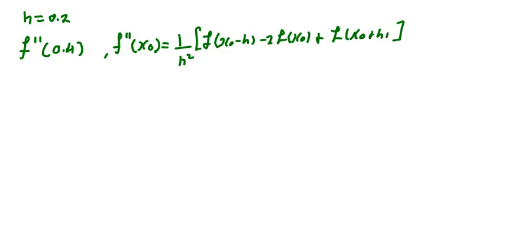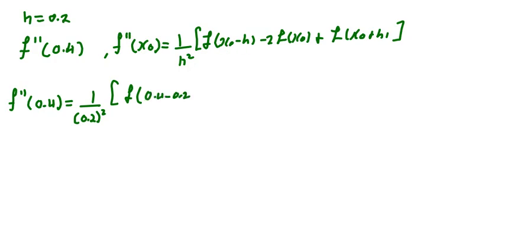What will happen here is a similar thing to what we were doing in the previous one when it comes to the first derivative. So all we have to do is say our f prime prime of x naught. What is our x naught? Our x naught is 0.4, is equal to 1 over our h, which is 0.2, so 0.2 squared, then you put the brackets there. On this part, 0.4 minus 0.2 is simply 0.2. So it's f of 0.2.